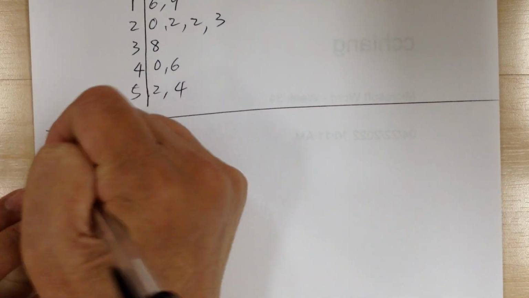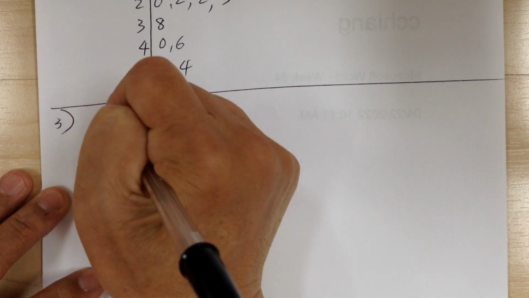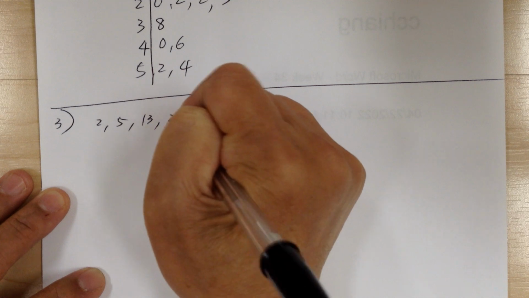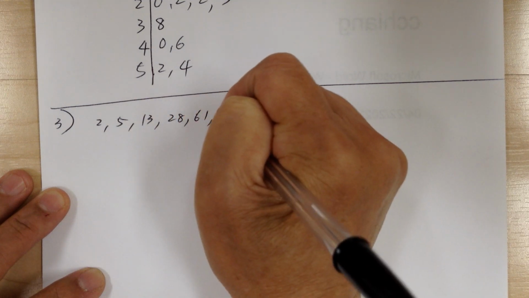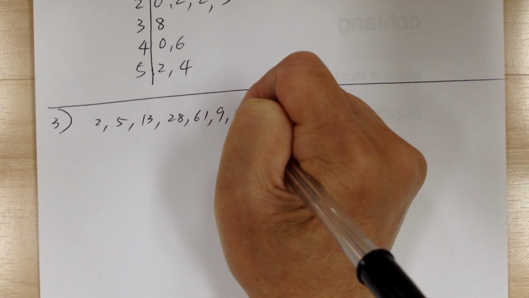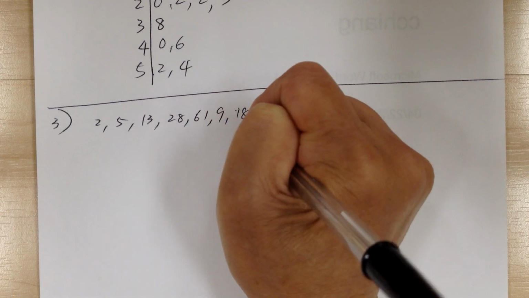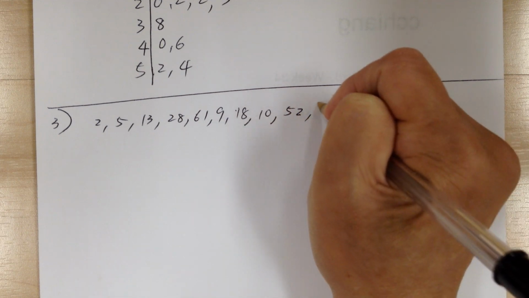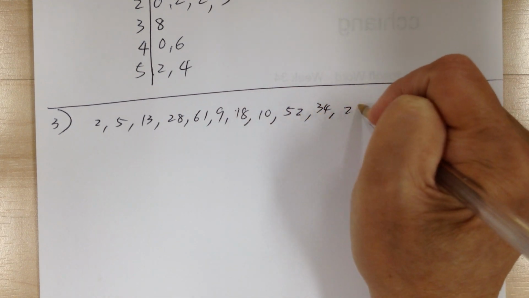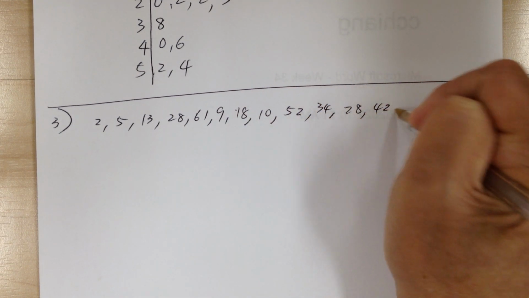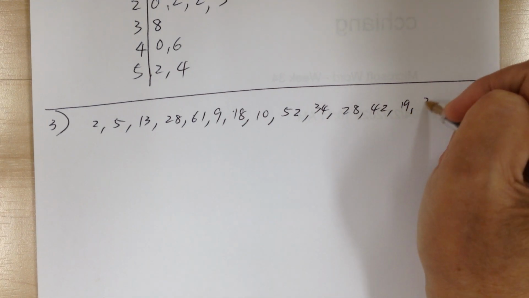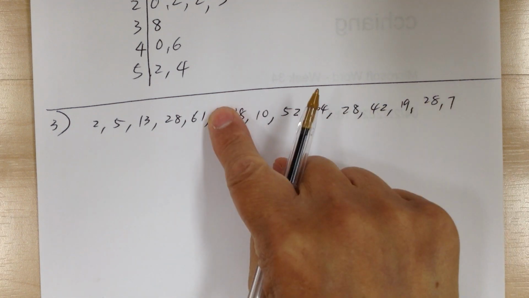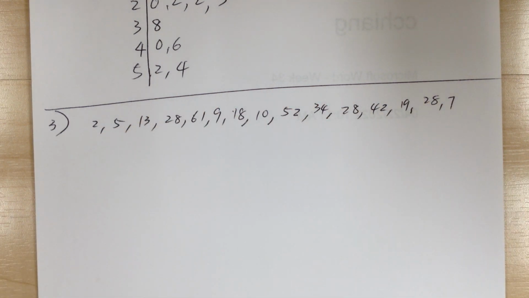Okay, let's go to number 3. So you got 2, 5, 13, 28, 61, 9, 18, 10, 52, 34, 28, 42, 19, 28, and 7. Here, let me count. I'm just double checking, make sure I got every number.